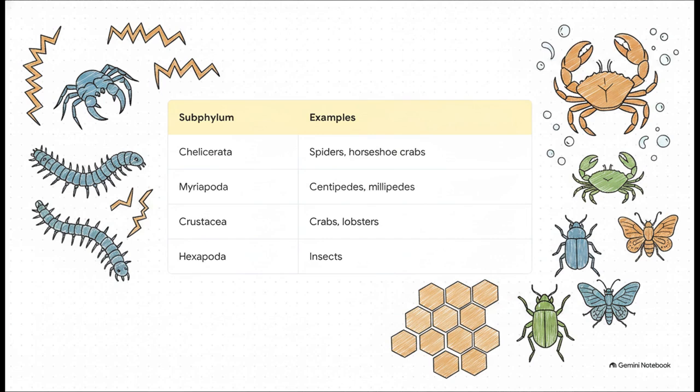We can actually organize this massive phylum into a few key subphyla based on their specialized body plans. We've got the fang-mouthed Chelicerata, which includes spiders and horseshoe crabs. Then there's the multi-legged Myriapoda, like centipedes and millipedes, the largely aquatic Crustacea featuring your crabs and lobsters, and, of course, the six-legged Hexapoda, which contains millions of species of insects.